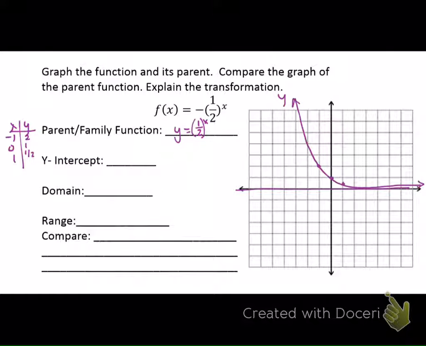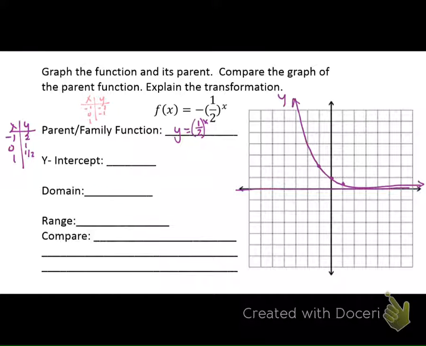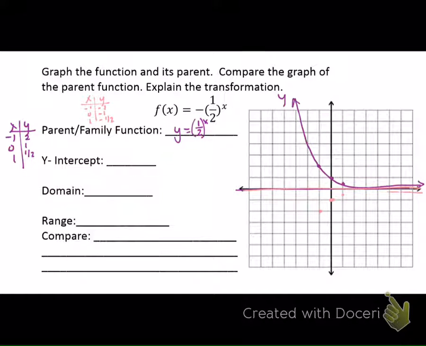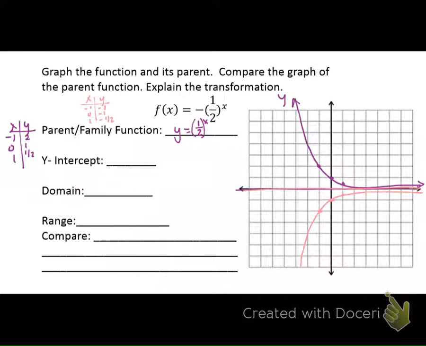Then I'll do my table here, and what you'll notice, I'll get -2, -1, and -1/2. My asymptote's going to be the same. Again, write the tables and go ahead and copy the graphs.